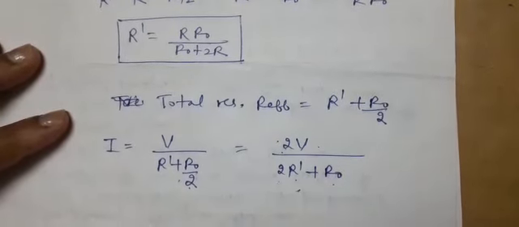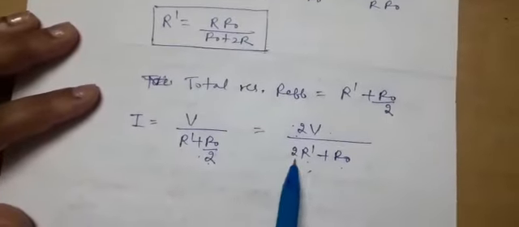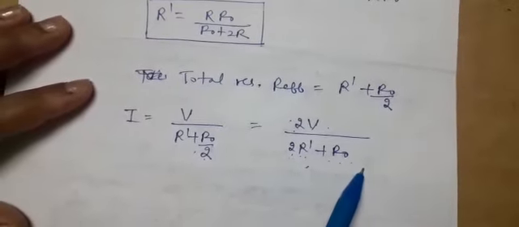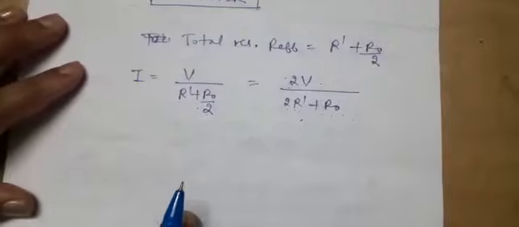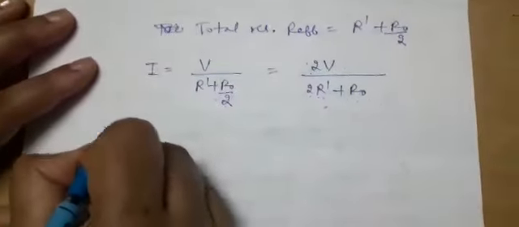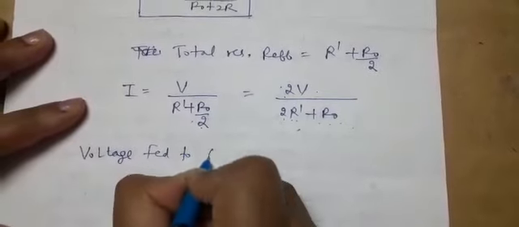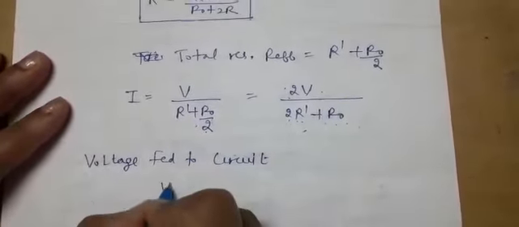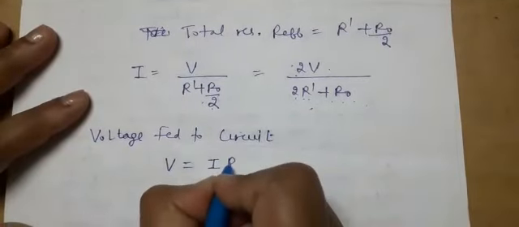See, the steps we have to understand carefully, because these are the simplest steps. We are proceeding in a simple way, but the values which we are using here should be placed properly. Now, what we have to find? We have to find the voltage fed to the circuit. What is the voltage fed to the circuit? So, voltage V will be equal to I into R dash.